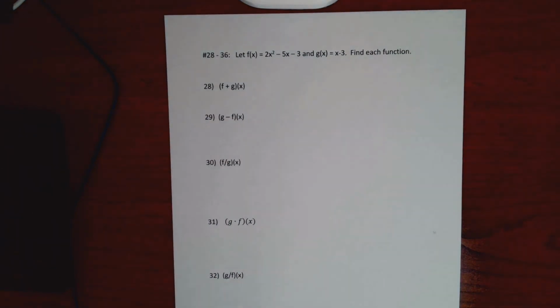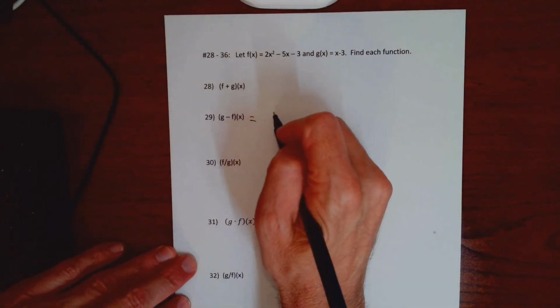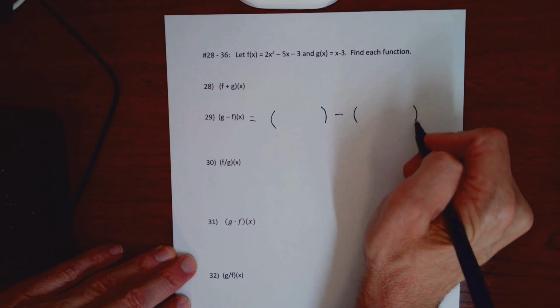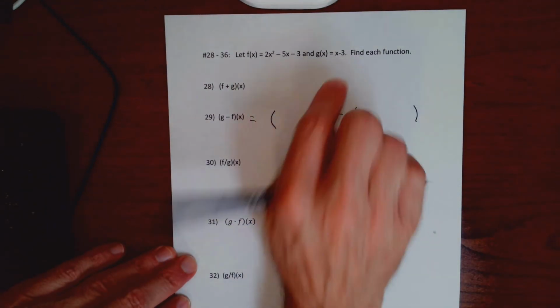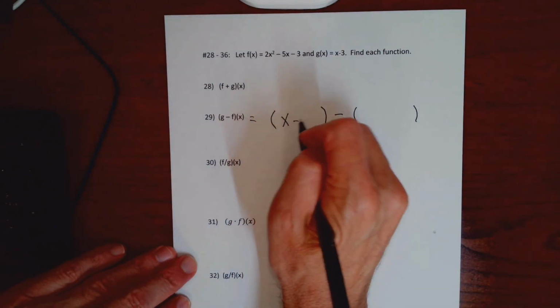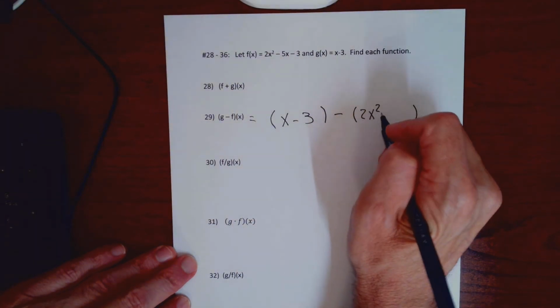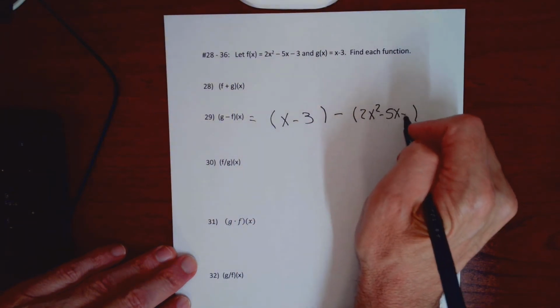Let's do a few more of these. Let's do 29 together. Subtractions are harder. To do 29, I want to do g minus f of x. I have new functions, it looks like. The g function now is x minus 3. The f function is 2x squared minus 5x minus 3.